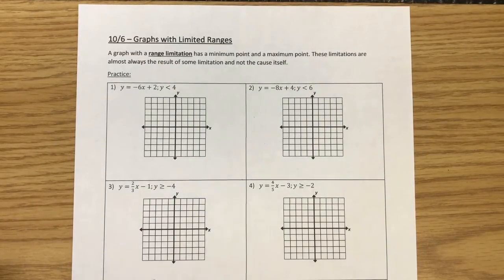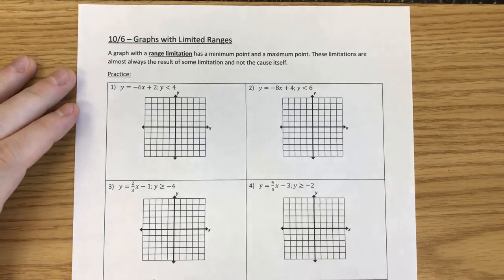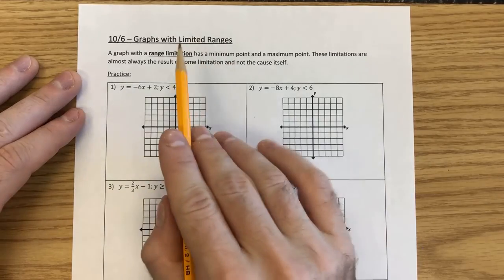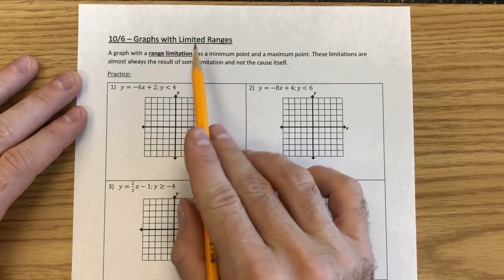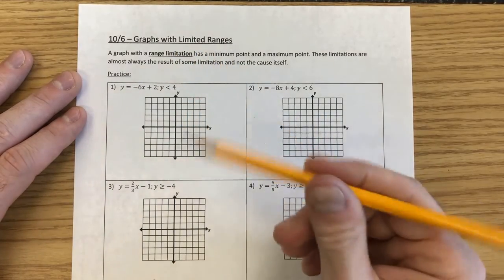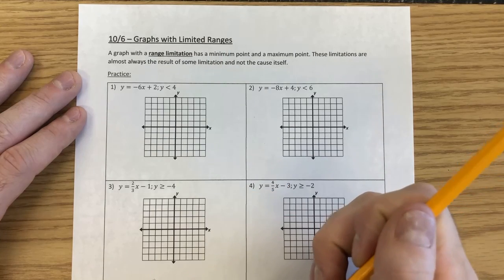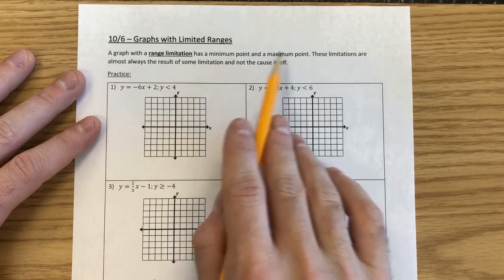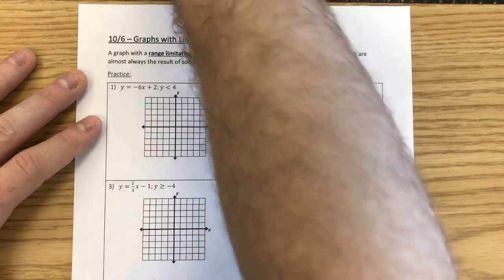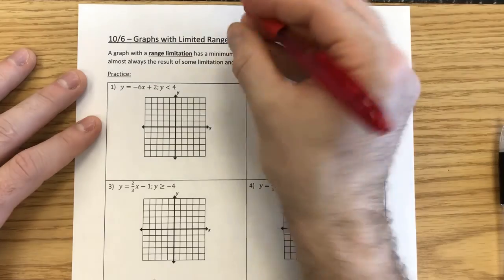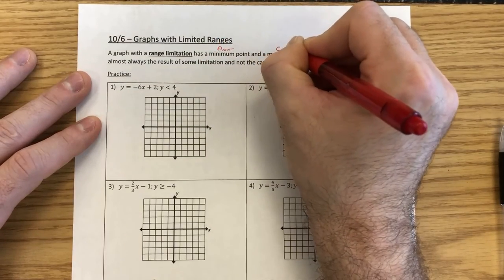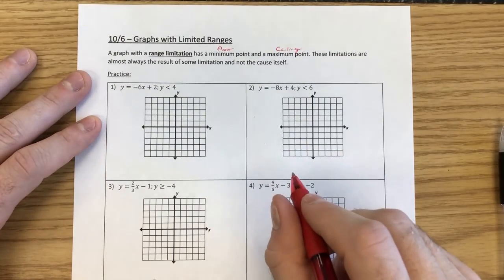So today we're doing a rather simple exercise, and we're going to be graphing graphs with limited ranges. One of the things that we want to notice is that when we limit a range, and we limit any graph, we're probably going to want to draw it in pencil because we're going to be doing some erasing. But furthermore, a range limitation has a minimum point and a maximum point. What a lot of people like to call, let's call this a floor and a ceiling. So we have a floor and a ceiling.